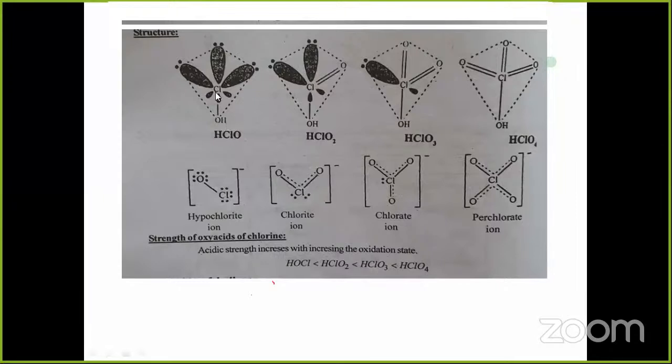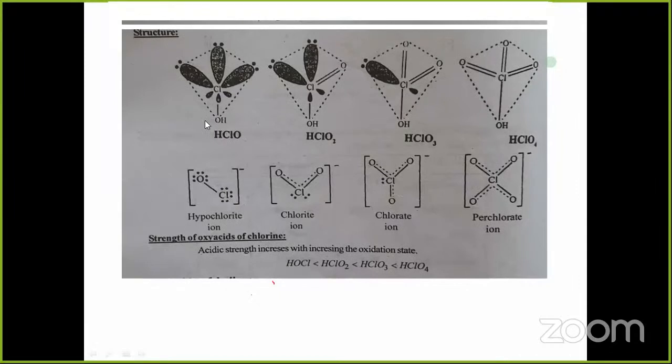First one: hypochlorous acid, chlorous acid, chloric acid, perchloric acid. All are sp3 hybridization. But you see, the number of lone pairs is 3 with sigma bond 1; lone pairs 2, sigma bonds 2; lone pairs 1, sigma bonds 3; lone pairs 0, all sigma bonds.